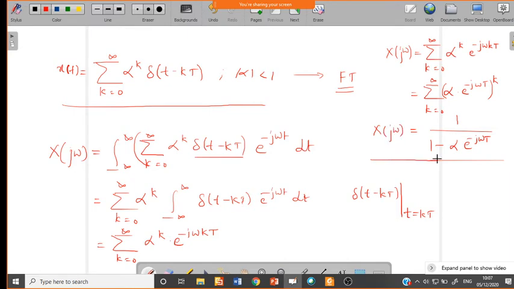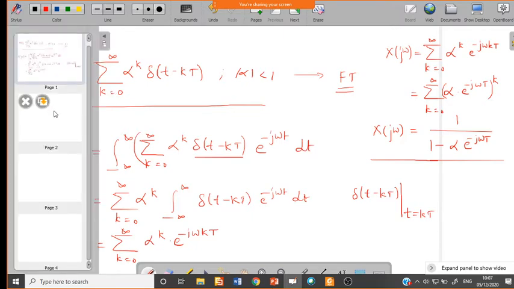Have you got this one? If you have done the Fourier transform, you will get this result: 1 over 1 minus alpha into e power minus j omega T. Okay, understood? Now we can take another problem and try to do it.